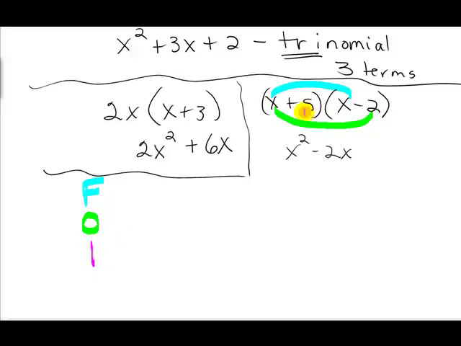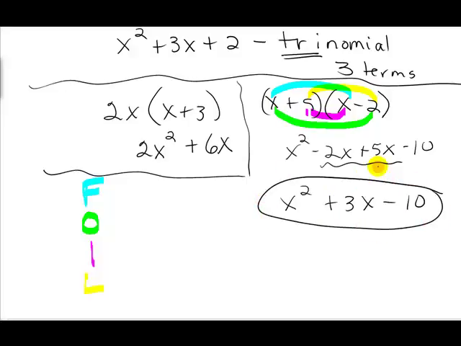I, it's the inside here that we're multiplying. So the positive 5 times the x. And then the L stands for last, and those are the last terms that we're multiplying. Positive 5 times negative 2, negative 10. Then combine the like terms to get our trinomial.